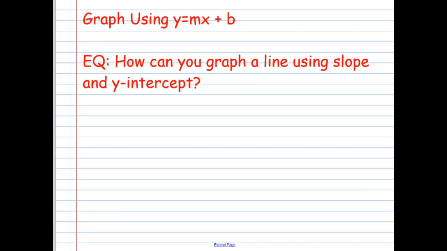Go ahead and pause, add to your table of contents. Start a new page and title it Graph Using y = mx + b. And what we're going to focus on today is how we can graph a line using slope and y-intercept.